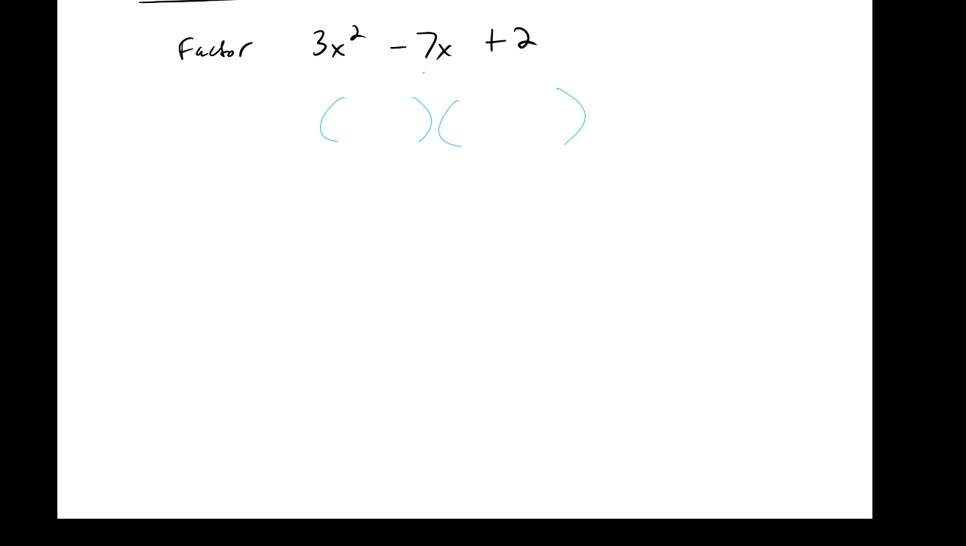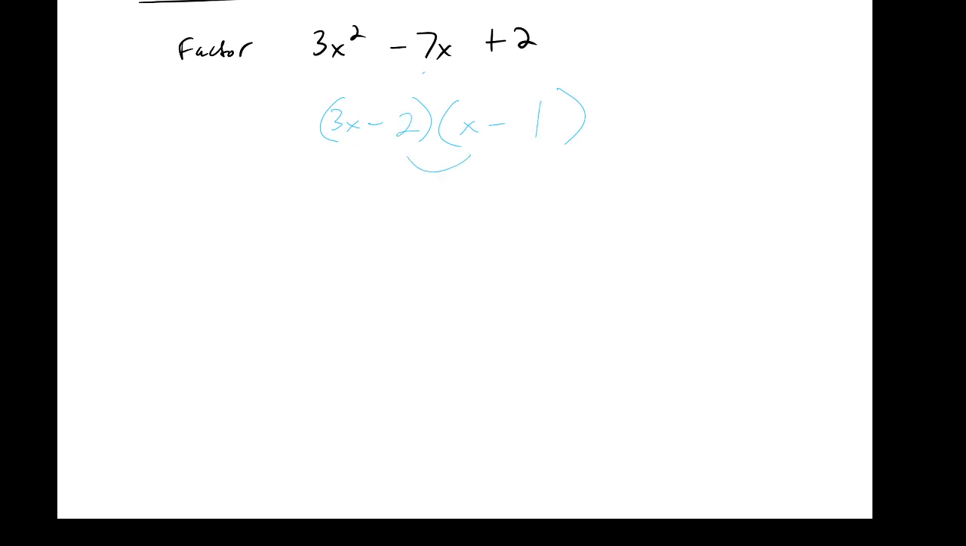Now, what's great is that 3x squared has a prime leading coefficient, 3, so it has to be 3x and x. And then this is also prime, so it has to be 2 and 1. Now the question is, is it 2 and 1 or is it 1 and 2? Also, you have to consider this: this is positive and this is negative, meaning that both of these signs have to be negative. So the question is, where do we put the 2?